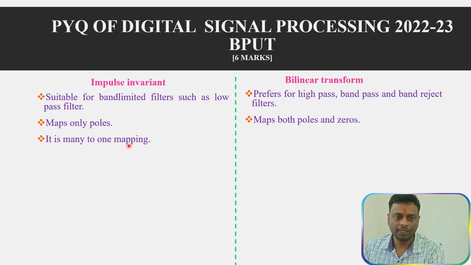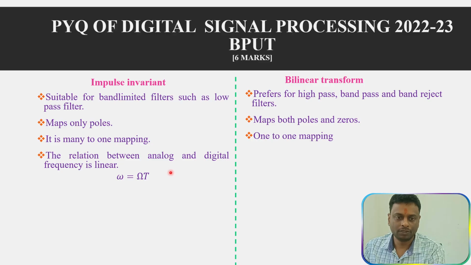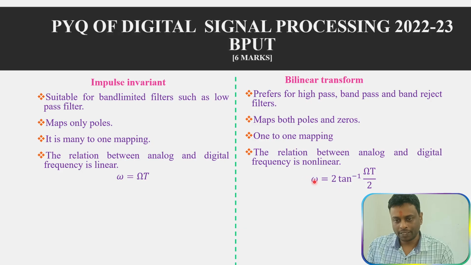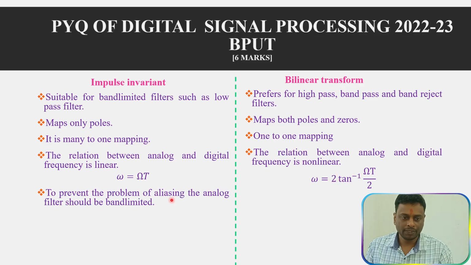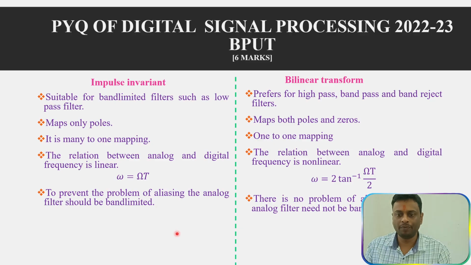The impulse invariant method is a many to one mapping, whereas the bilinear transform is a one to one mapping. This is the relationship between the analog and digital frequency, which is linear in the case of the impulse invariant method. The relationship between the analog and digital frequency is non-linear in the case of the bilinear transform method. To prevent aliasing in the impulse invariant method, the analog filter should be band limited. In the bilinear transform, there is no problem of aliasing, so the analog filter need not be band limited. These are the differences between the impulse invariant method and the bilinear transform method in IIR filter design.